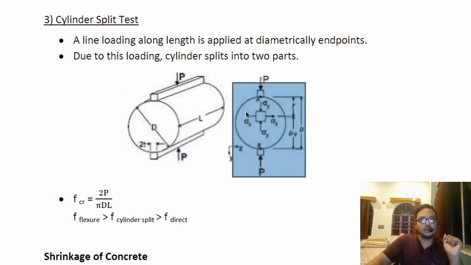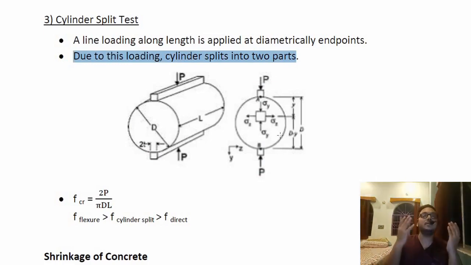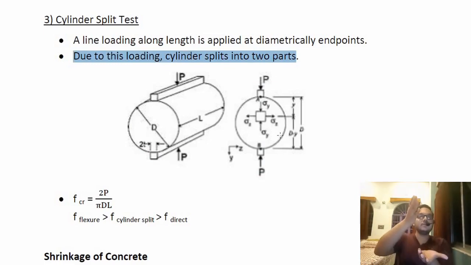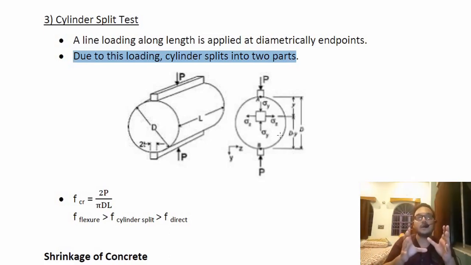This is the cross section of that setup, and due to this loading the cylinder splits into two parts. After a certain point, on continuous loading at these two diametrically opposite strips, the cylinder will split into two parts. The load applied to split it is used to calculate the strength the cylinder can take, which gives us the split cylinder tensile strength.